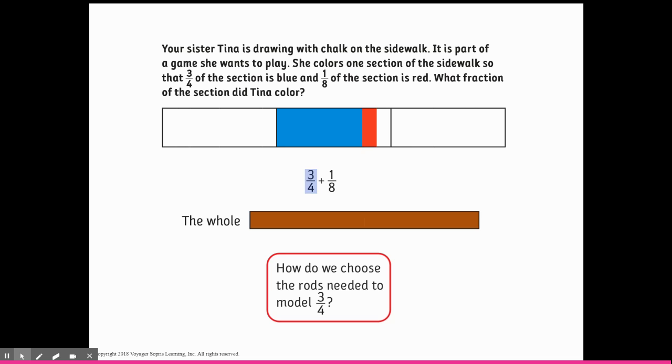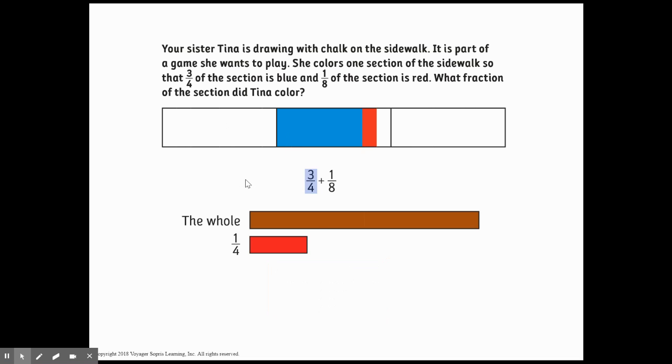In order to model 3/4, we need to find a rod that represents the unit fraction 1/4. The red rod represents 1/4 when the brown rod represents 1/2. Now we add 2 more 1/4s to the one we already have to show 3/4. Let's look at 1/8 next. The white rod represents 1/8 when the whole is the brown rod.